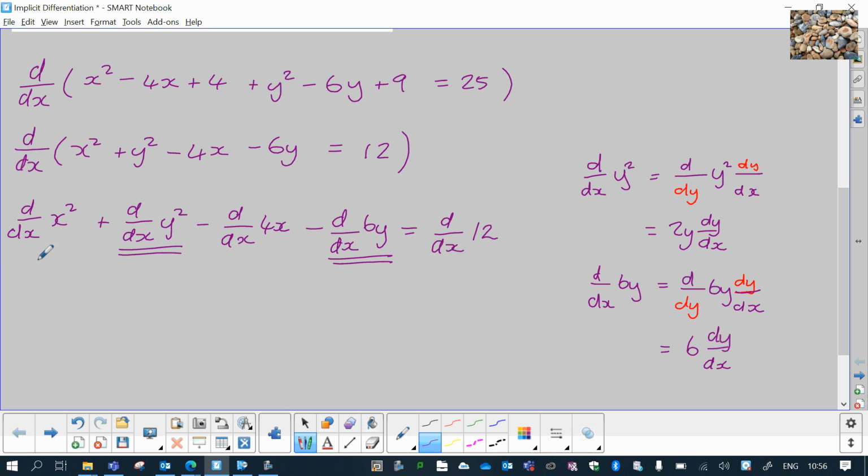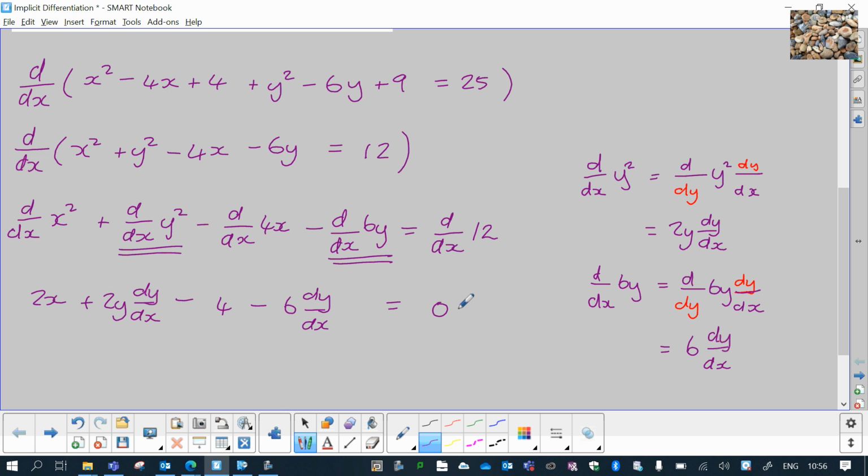So let's go back to our example. d by dx of x squared is 2x. d by dx of y squared is this, 2y times dy by dx. d by dx of 4x is 4. d by dx of 6y, 6 multiplied by dy by dx. And d by dx of 12, as we said earlier, is 0. When you differentiate a constant, you end up with 0.